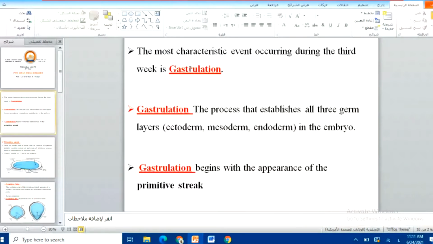So the question right here asks you, what is the most common or most characteristic event that can occur in the third week of embryonic development? It is gastrulation. Gastrulation can be defined as a process that establishes three germ layers, which are ectoderm, mesoderm, and endoderm, in the embryo.